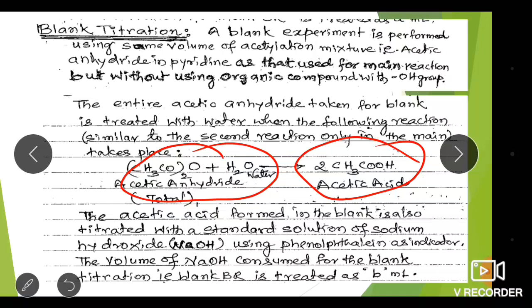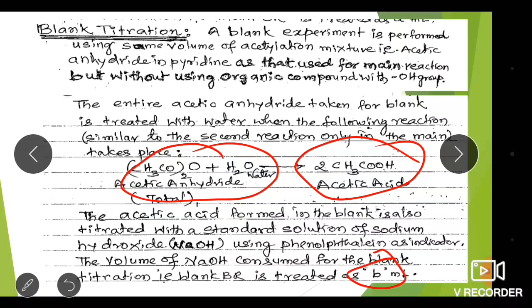The volume of NaOH consumed for the blank titration is taken as B. Here, in the first case, we are using the organic compound containing an OH group. The acetic anhydride taken reacts with that OH group, giving acylation, and some amount of that acetic anhydride is left unreacted.